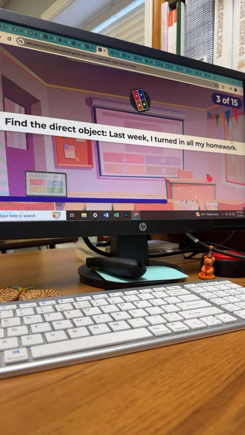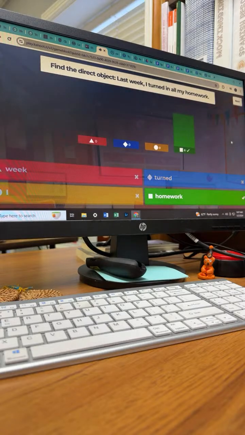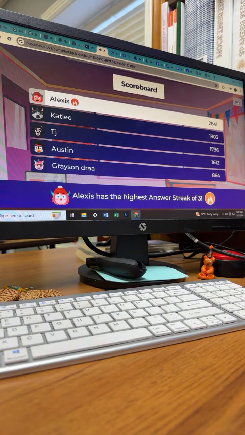Okay, last week I turned in all my homework. What is receiving the action here? Think about what's the subject, what's the verb, and what is being done by the verb, or what is receiving the action of the verb? Yay, everybody got it right. The homework is what's being turned in. Alexis is on a streak.